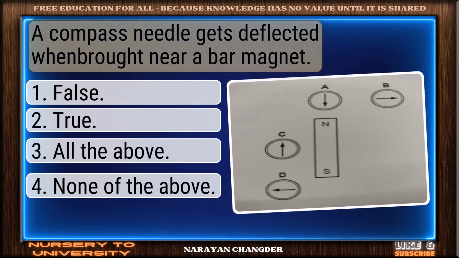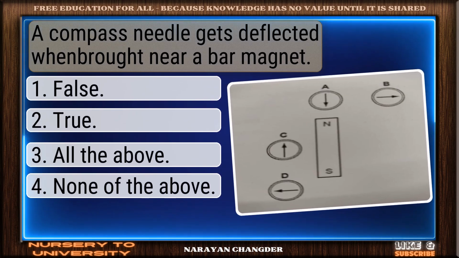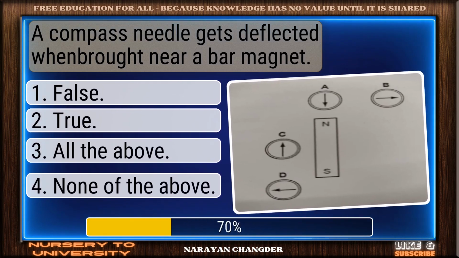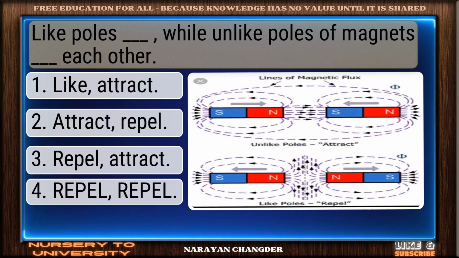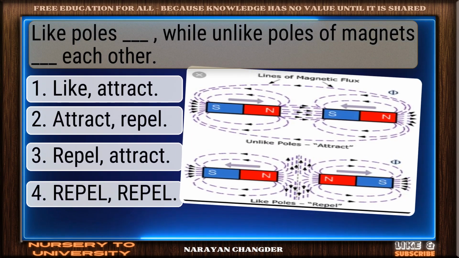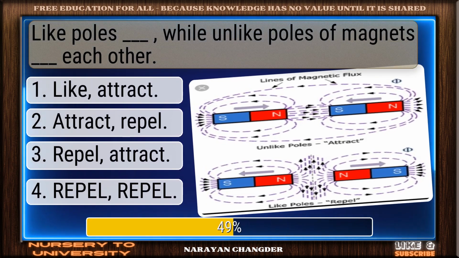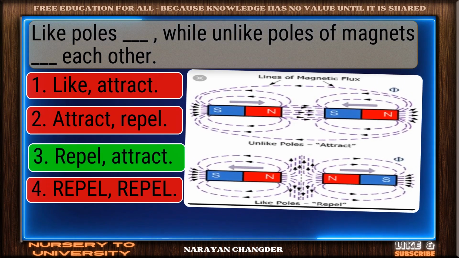A compass needle gets deflected when brought near a bar magnet. Great thinking. True is right. Like poles dash, while unlike poles of magnets dash each other. Right again. Repel attract is valid.